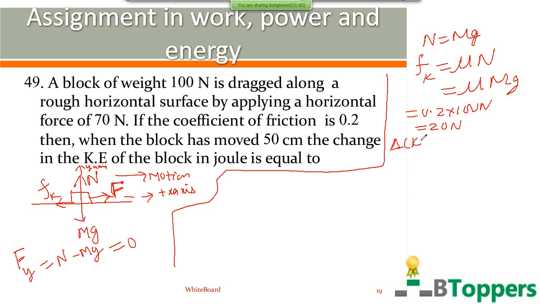According to the work energy theorem, the change in the kinetic energy of the block is equal to the total work done by all the forces acting on the block. That is, the work done by the constant force F applied on the block in the direction of its motion, plus the work done by the force of friction, plus the work done by the gravitational force on the block, plus the work done by the normal reaction force on the block.